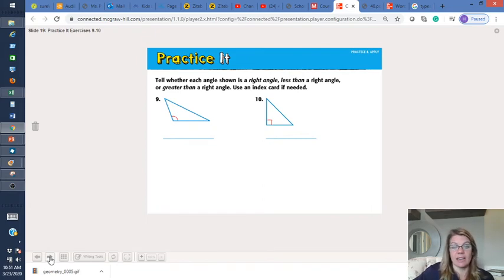Okay, same thing. And if you wanted to take a piece of paper, so say you wanted to take a little piece of paper and stick it in the corner to see if it's a right angle, any paper should work and you should be able to put it in there to see if it's a right angle or not. So that one is obviously greater than. That one is a perfect right angle or 90 degrees.